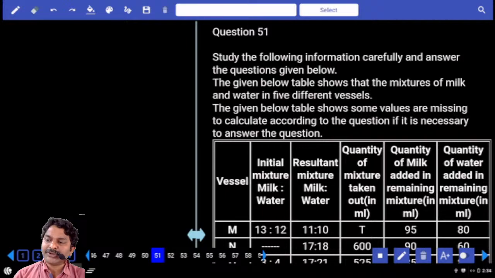The table below shows the mixture of milk and water in 5 different vessels. Some values are missing, which you calculate according to the question if it is necessary to answer the question.